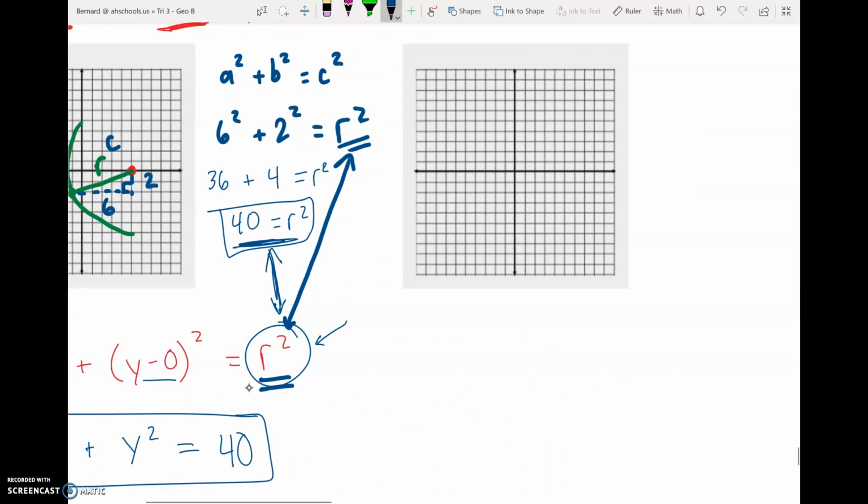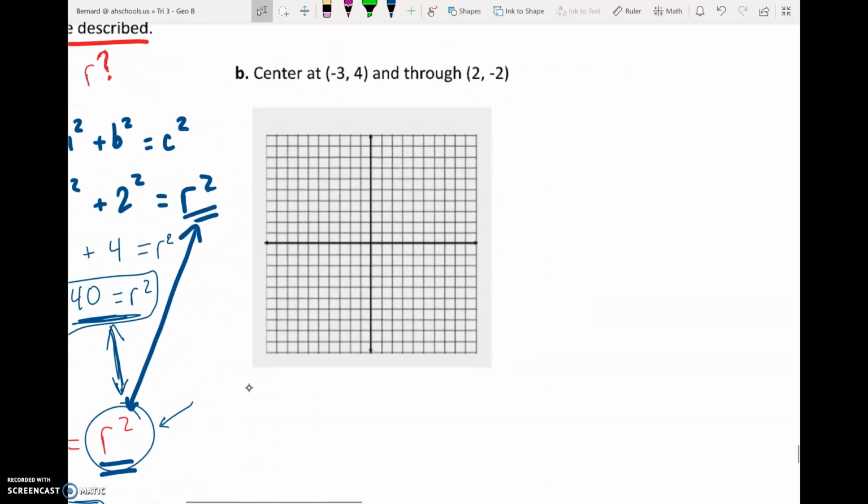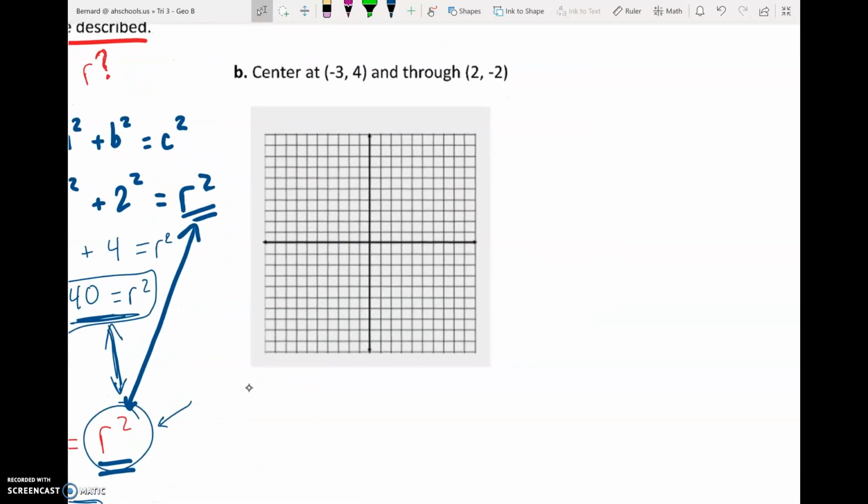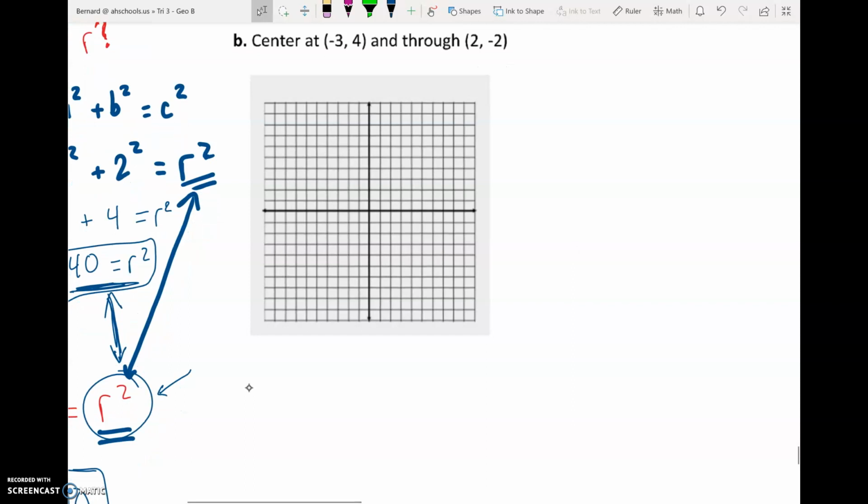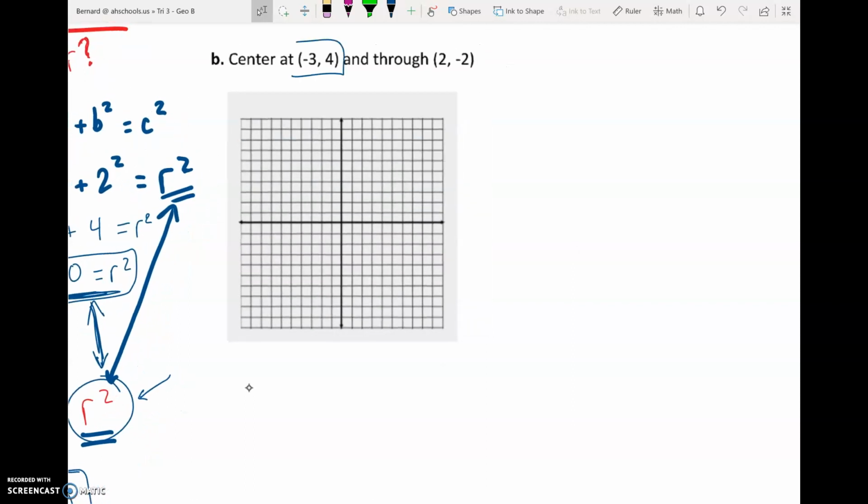And so let's go do that again over here, right? We have a center, we have some random point it goes through, and let's use that information to write our equation. Now, remember, we can start most of this equation because we know our center. And so most of our equation is going to be x, and then minus -3, so x plus 3 squared, and then plus, and then y minus 4 squared, and then that'll equal our r squared.